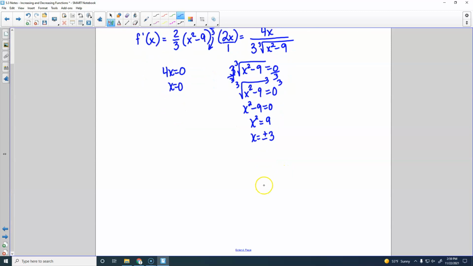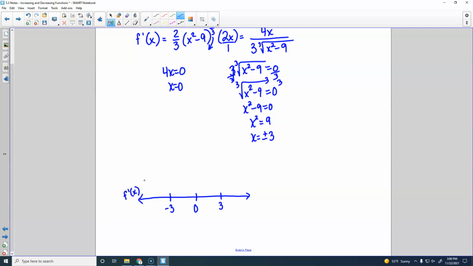So our critical points when we make our chart are going to be negative 3, 0, and 3. A graph can switch from positive to negative if you have an undefined slope. A lot of times that's going to be where you have maybe a vertical asymptote, and so it's pretty common to have a jump from a negative to a positive at a vertical asymptote.